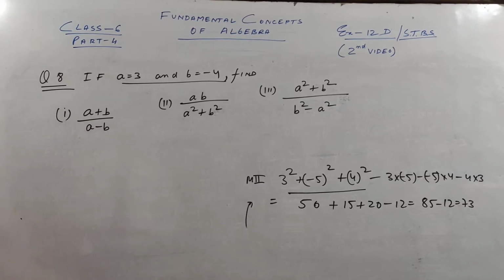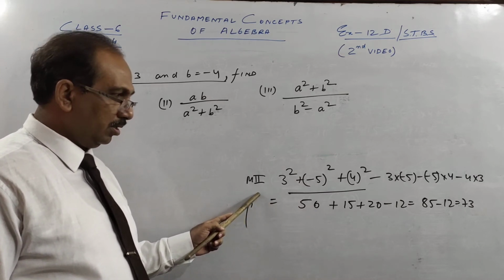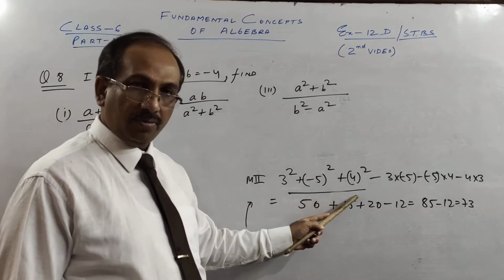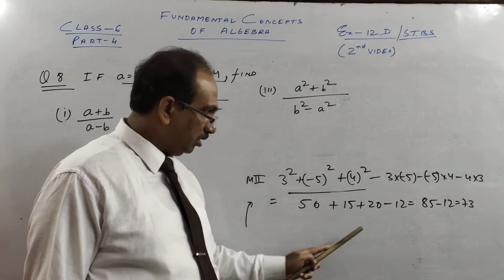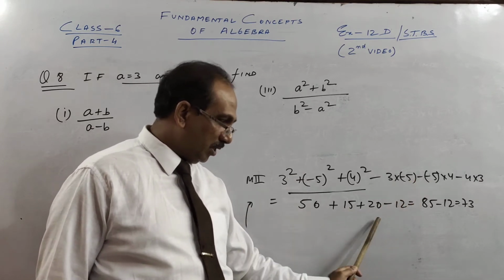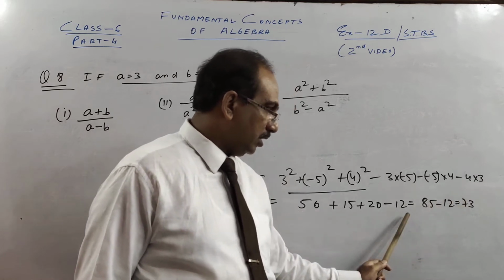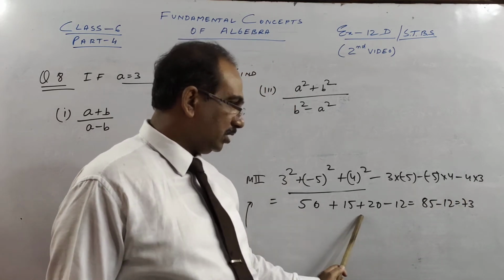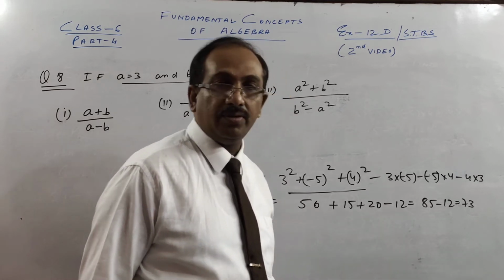So method 2, I've done it a little up. So you please copy. So this total, which I have already done in method 1, we get 50 minus minus plus 15 minus minus plus 20 and minus 4 3s are minus 12. So we add all these 3, we get 85 minus 12 is 73.